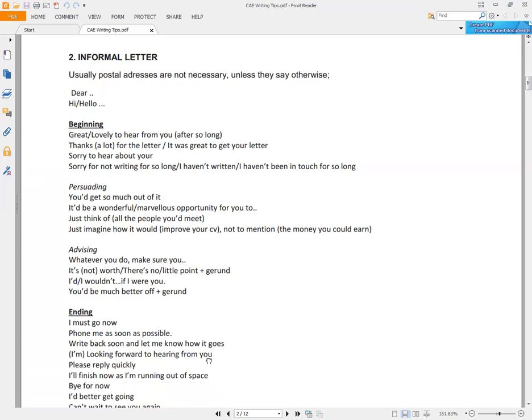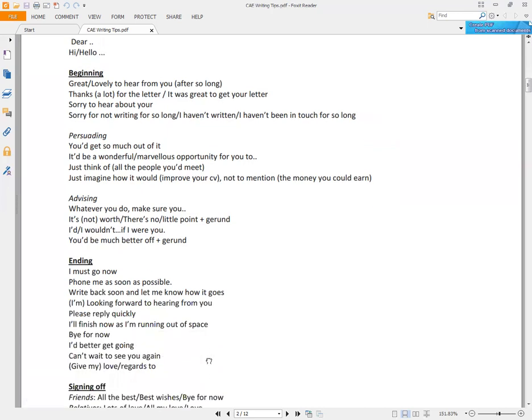And how to end an informal letter. I must go now. Phone me as soon as possible. Write back soon and let me know how it goes. I'm looking forward to hearing from you. Notice that 'to' here is followed by a noun or verb in -ing because it comes with looking forward. Not every 'to' in English must be followed with an infinitive. Please reply quickly. I'll finish now as I'm running out of space. Bye for now.